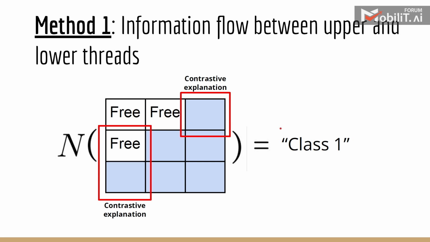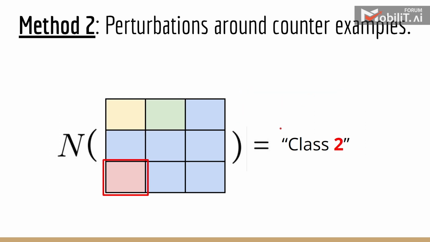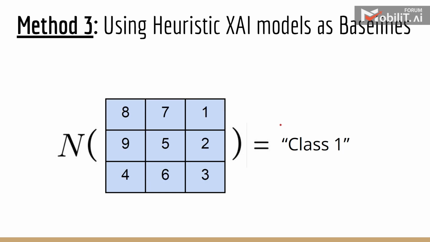One technique is to take advantage of the information flow between the two threads. Let's say that these two boxes are examples of contrastive explanations found by the lower thread. We can traverse the search space and we don't need to verify them. So this can improve efficiency. We can also search for counterexamples in the area of counterexamples that we found. If we found some counterexamples, we can search for other counterexamples in the nearby area, because counterexamples tend to be close to each other. They tend to be batched together. So we can take advantage of this fact as well in order to improve efficiency.